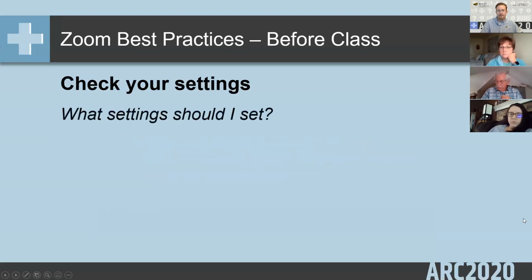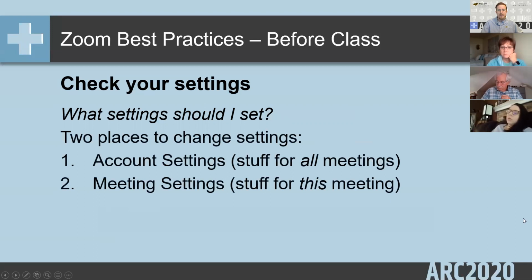All right, so first, we're going to talk about what kind of settings you should set before your meetings. There are two main places you're going to look at where you can change your settings. First is in your account settings, which is basically your global settings, stuff that is true all of the time. And then there's individual meeting settings. And those individual meeting settings are specific to each individual meeting that you set. And they can be the same, they can be different. You can override your global settings with your meeting settings if you want to, in most cases.